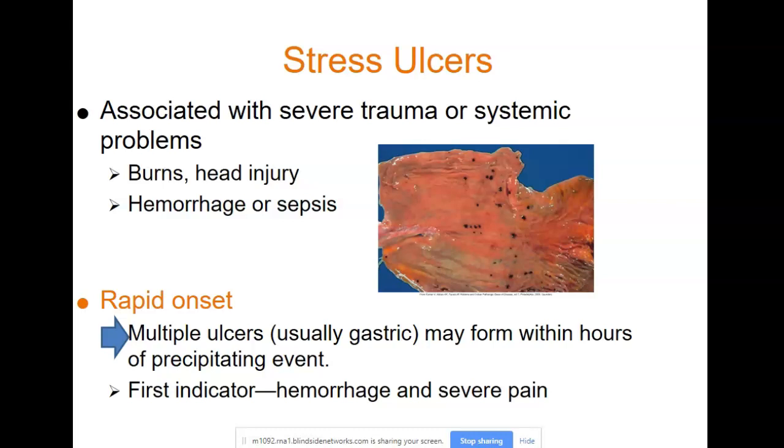Typically very rapid to onset. So you can go from perfectly fine to lots and lots of little tiny stress ulcers very, very quickly. They're typically almost all gastric, hardly ever in the duodenum.